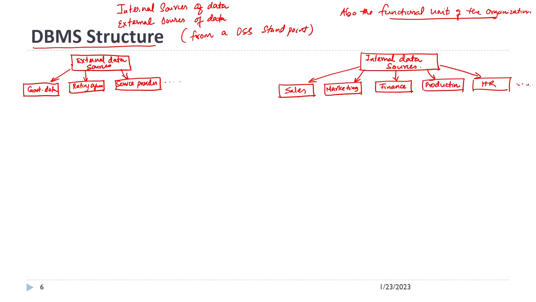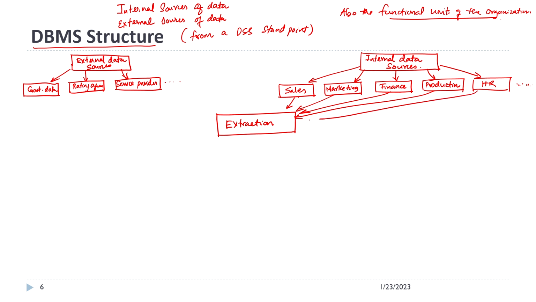Stock market, etc. These are all aspects of data. So, you have internal sources and external sources, and we combine all of them by a main function called extraction. So, we extract data from all these internal sources, and also we extract it from the external sources of data. The extraction function takes care of collecting and extracting relevant data.